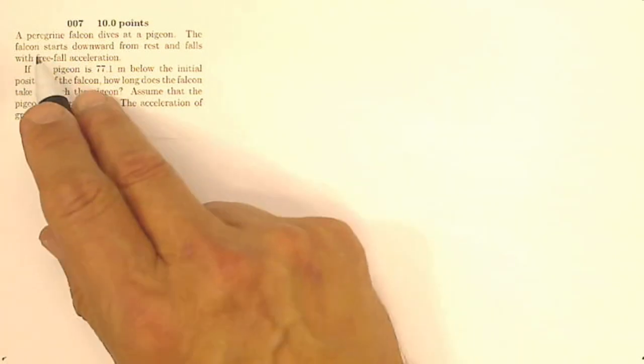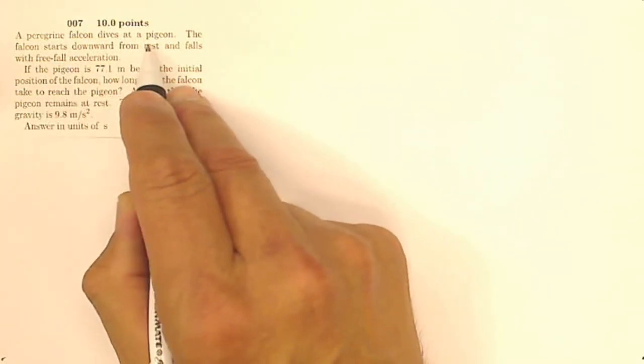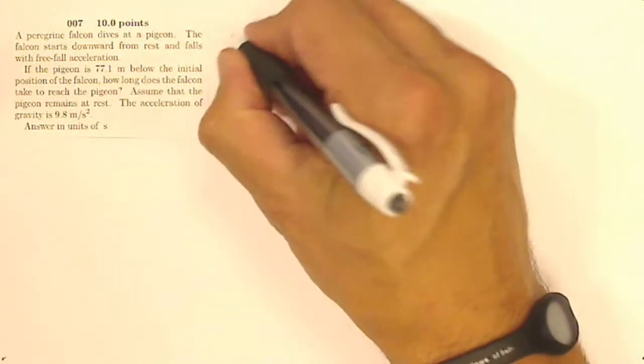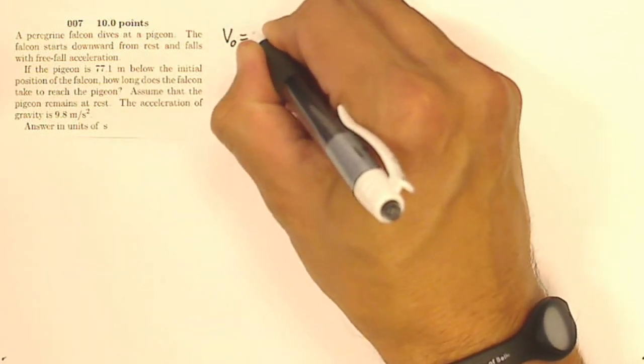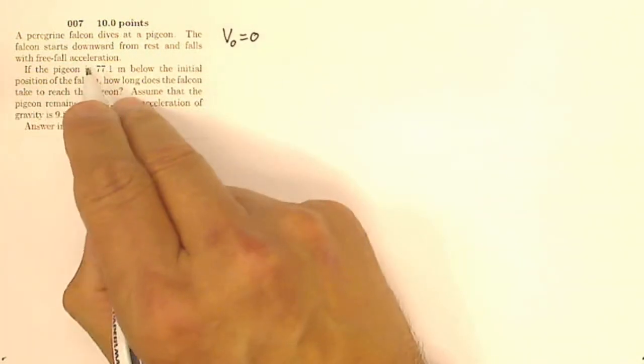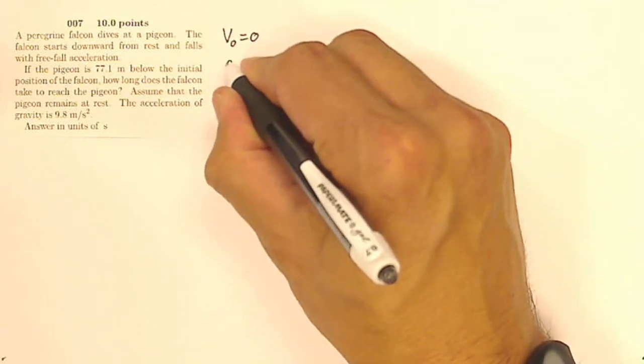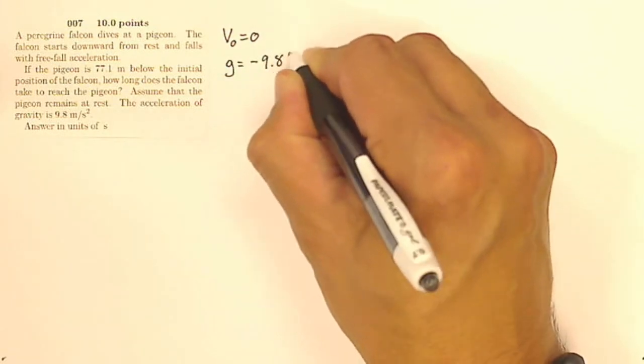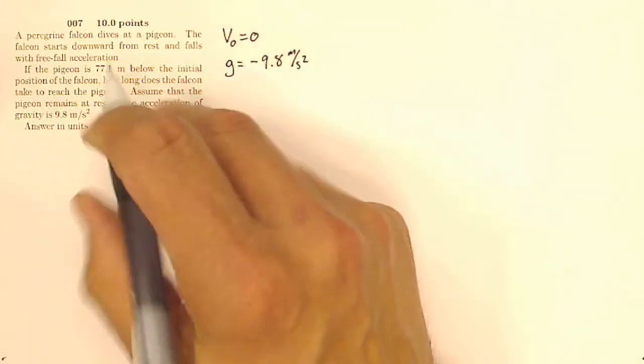This is AP Physics, Homework 2.4 about free fall, question number 7. It says a peregrine falcon dives at a pigeon. The falcon starts downward from rest, that's good to know that my initial velocity is 0, and falls with free fall acceleration. So my acceleration is going to be negative 9.8 meters per second squared.